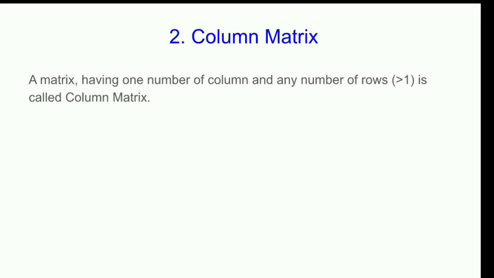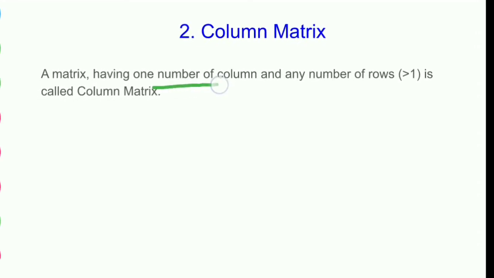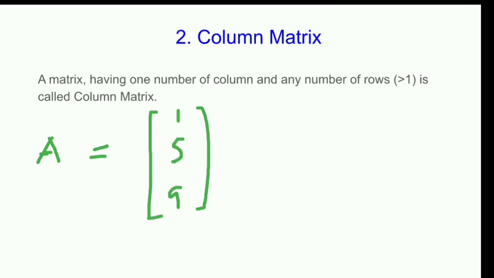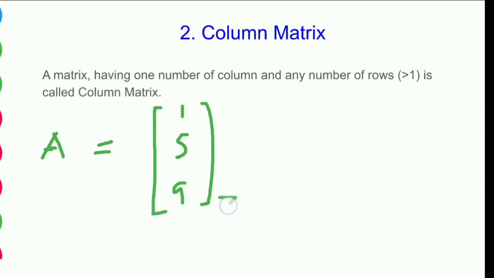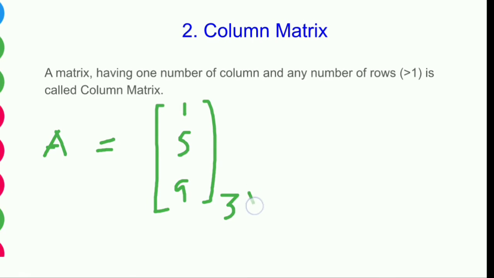Let's come to the second type. It is the column matrix. Similar to the row matrix, a column matrix has only one column and any number of rows. For example, this matrix A has three numbers vertically. So it has three rows and one column, and it can be written as of order 3 by 1.